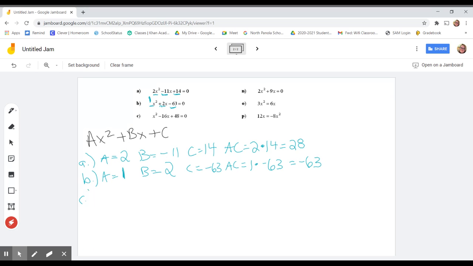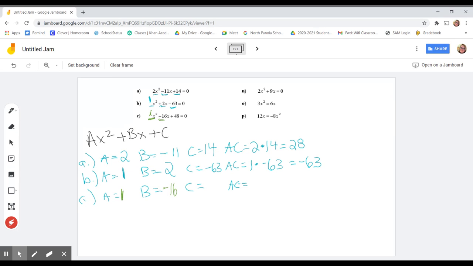All right, we'll do c here. We have x squared minus 16x plus 48. Again, going through the same steps. I'll use a different color this time so that it separates itself a little bit. We have what's right here in front of the x squared. We don't have a number here, but we know if the x squared is there, that it's got to be 1. So A is going to be 1. I have a minus 16, so I'm going to have a minus 16 for B because that's what's in front of my x.